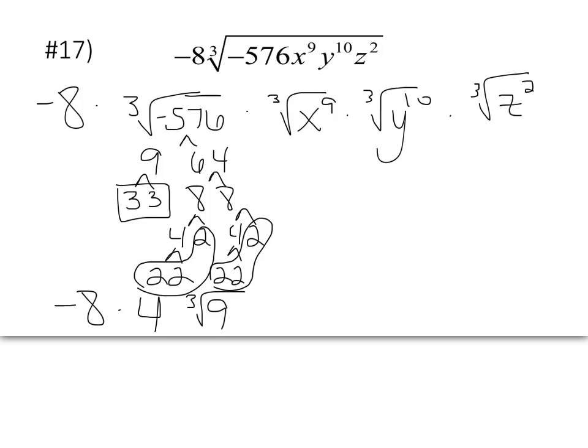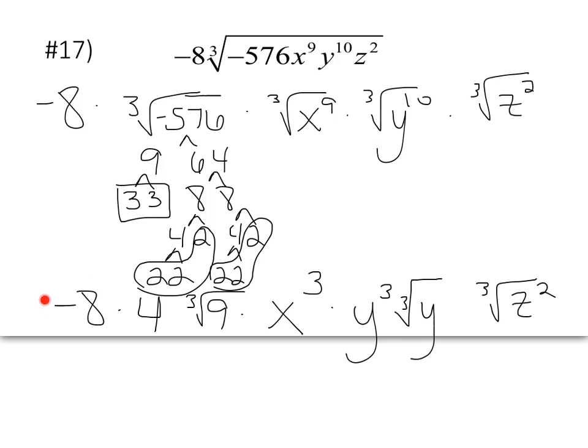And then here, how many times does 3 go into 9? 3 times, and it's even, so there aren't any left over, so there aren't any that stay inside. How many times does 3 go into 10? 3 times. So we're going to bring a y cubed out front, but then we're still left with a y on the inside because there's 1 left over. And then here, we can't do anything because we need 3 of them and we only have 2 of them. So that's just going to stay cube root of z squared.